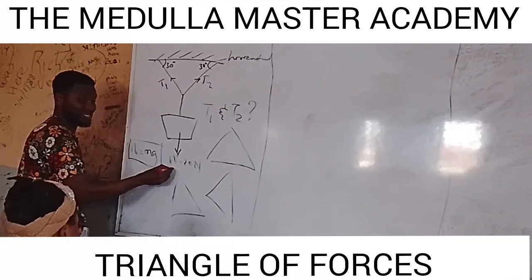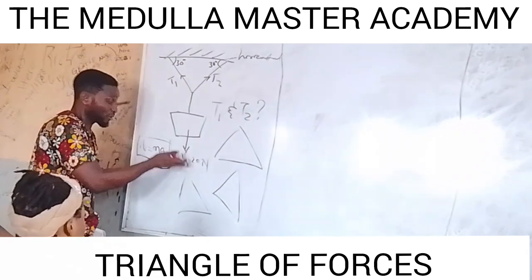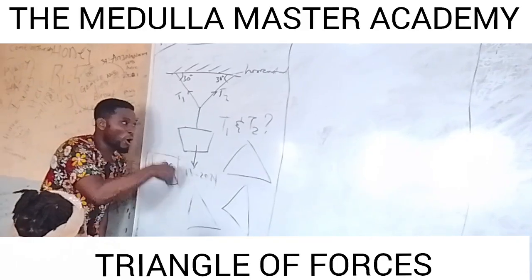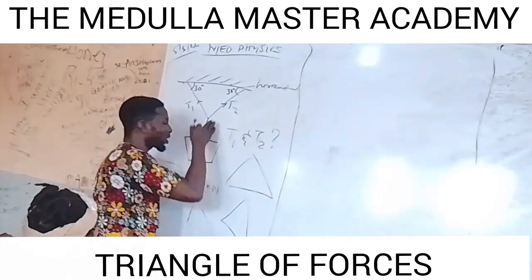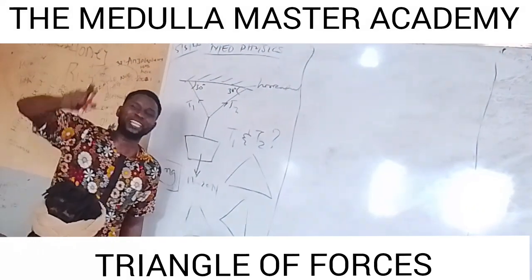These are three forces. This one is a weight. Are you getting me now? It has the same formula, mg. So now let us triangulate it. The rule says what? Draw the first side to represent any of the forces.